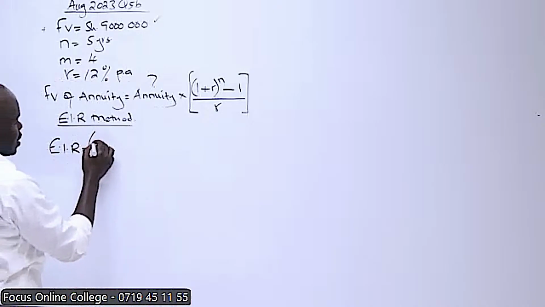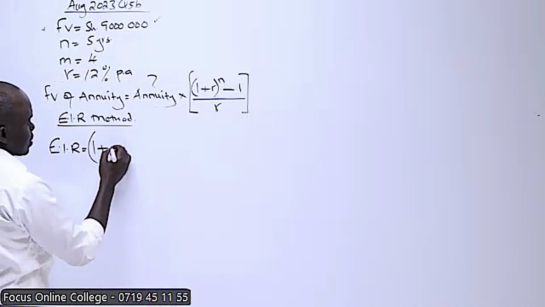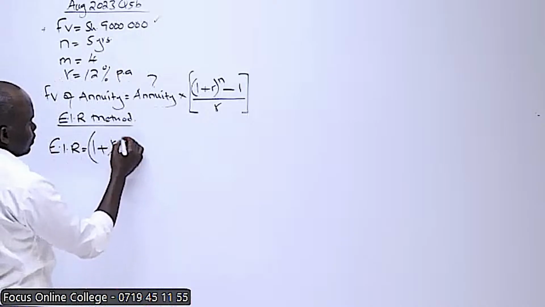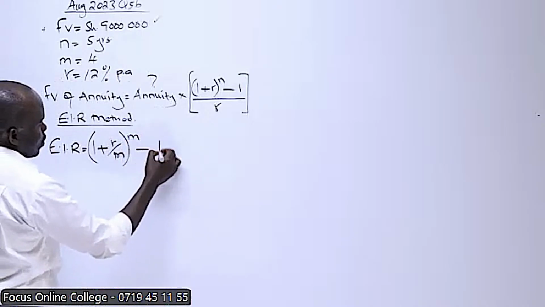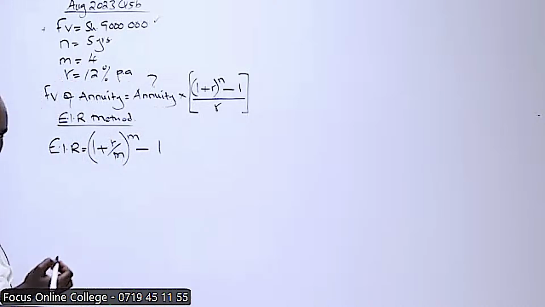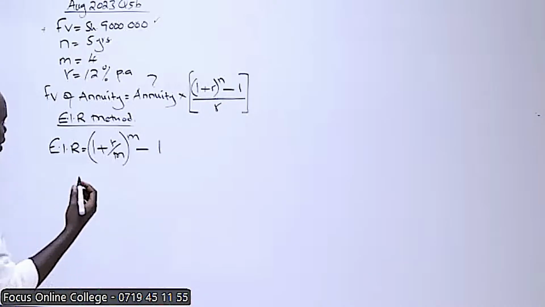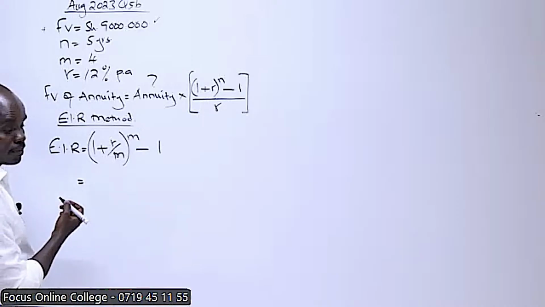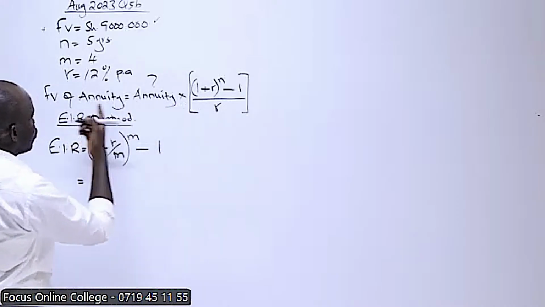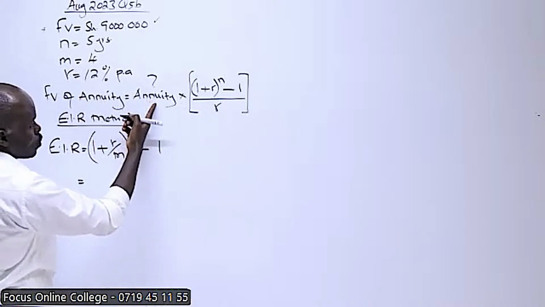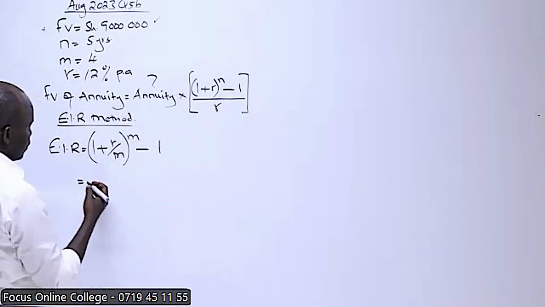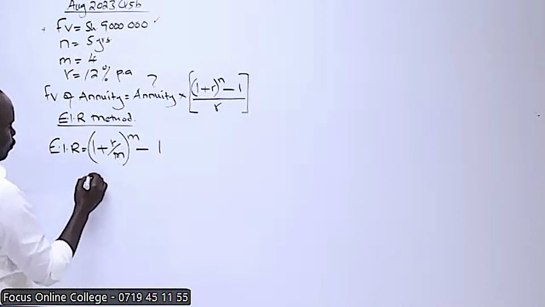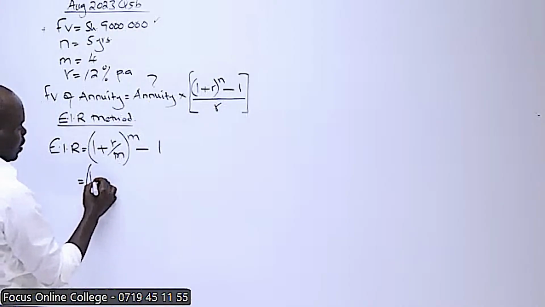Effective interest rate, you're saying, is (1 plus R over M) power M minus 1. And I said, always in financial management, whenever you're doing a question, write the formulas. Even if you know it, just write the formula. It will even direct you on what to do. Like this one now, it will direct you. You will know this is 9 million. This is what I don't have. The rest I have.